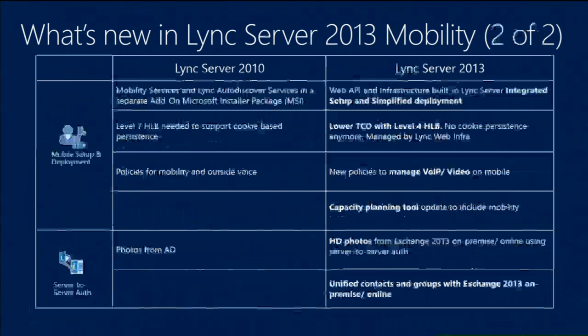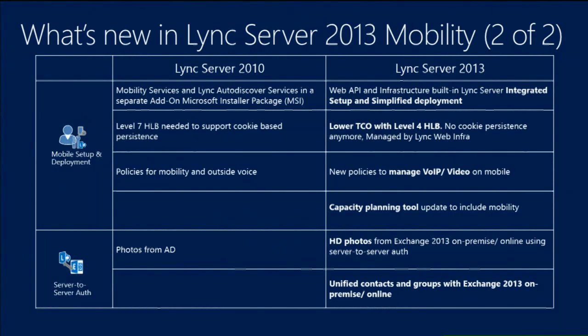Another one that's really important that has changed is the layer 7 hardware load balancer. So if you had a hardware load balancer, it had to be a layer 7 hardware load balancer. It had to do cookie-based persistence, which turned out that just because a vendor said they did it, didn't mean it would actually work. So we had a lot of issues or challenges with that, and a lot of our partners had challenges with that.